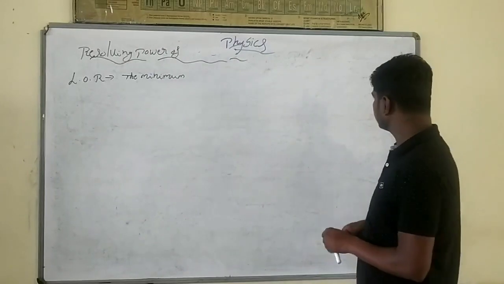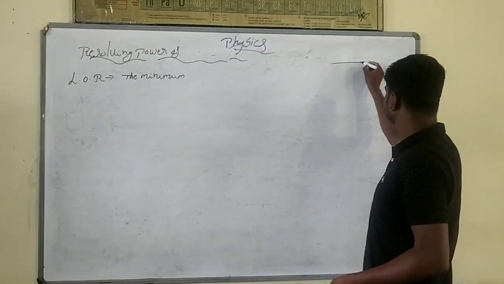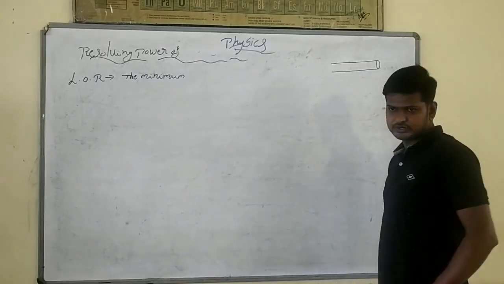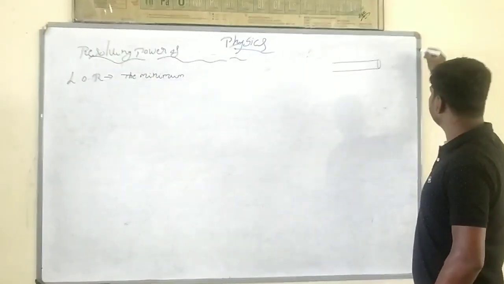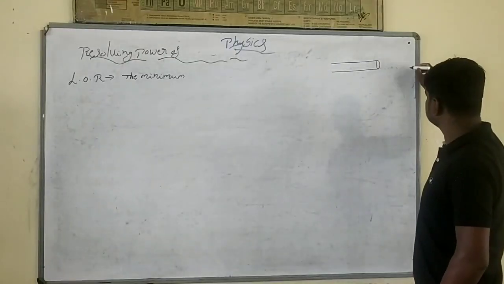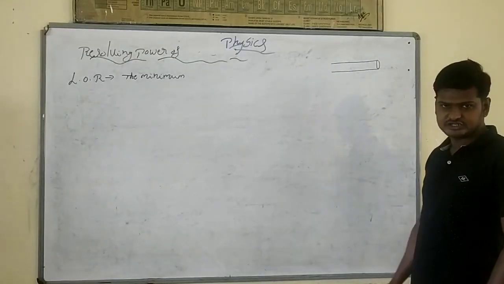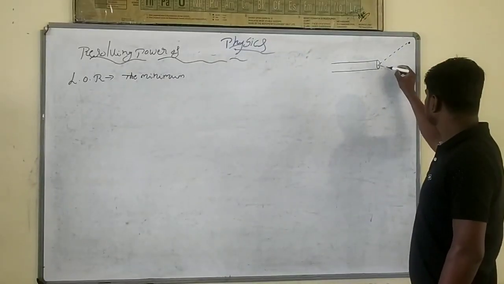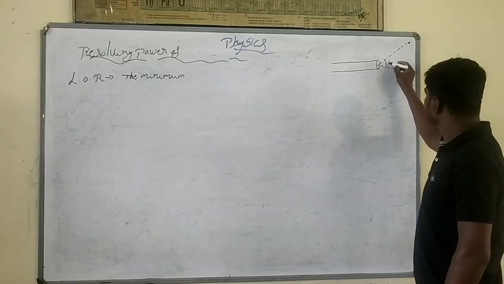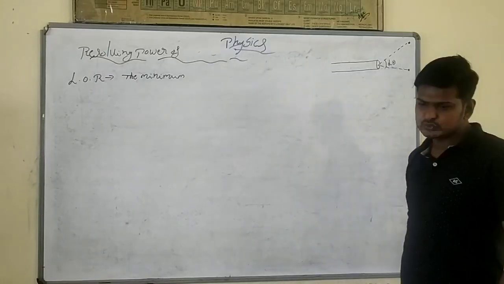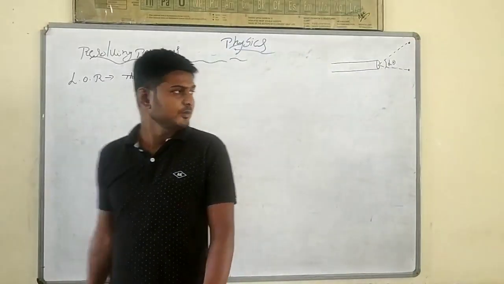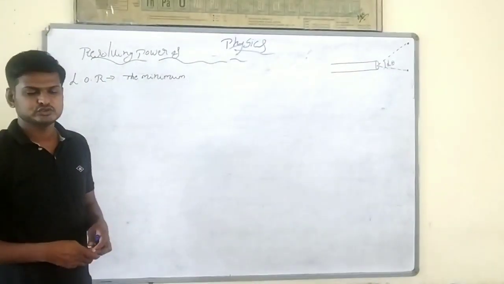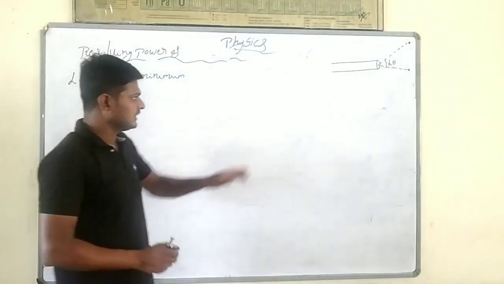See here, what I am going to do is take a telescope. There will be two distinct objects. When I am going to see the distinct objects, this one only we are going to call as what? The limit of resolution of a telescope. Clear? This will be the telescope.